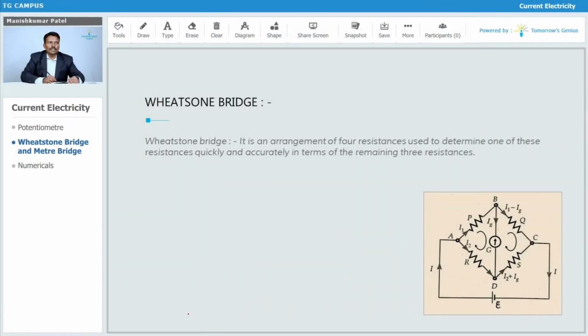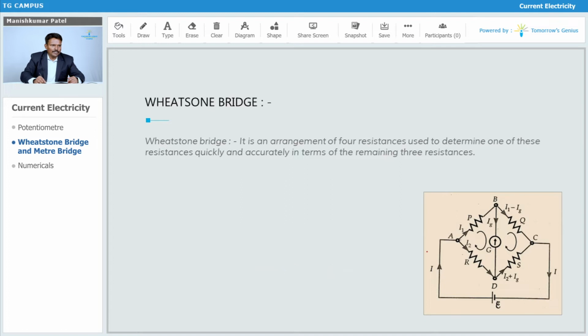So let's see now what is next, which is the Wheatstone's bridge. Definitely this is very important. It is an arrangement of 4 resistances used to determine one of these unknown resistances in terms of the remaining 3. So how are we going to do it exactly?